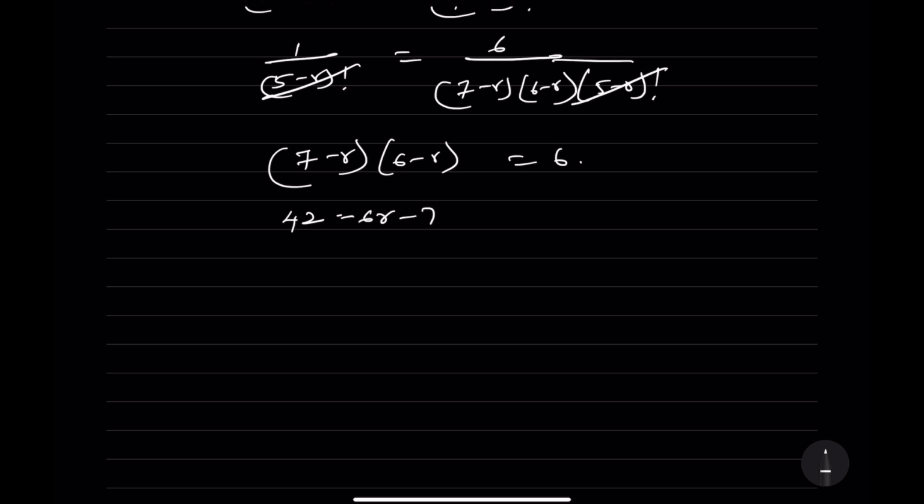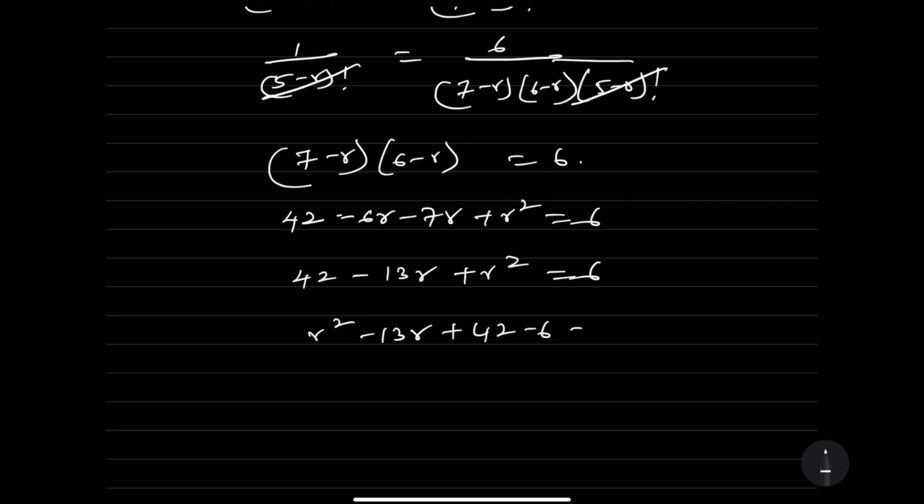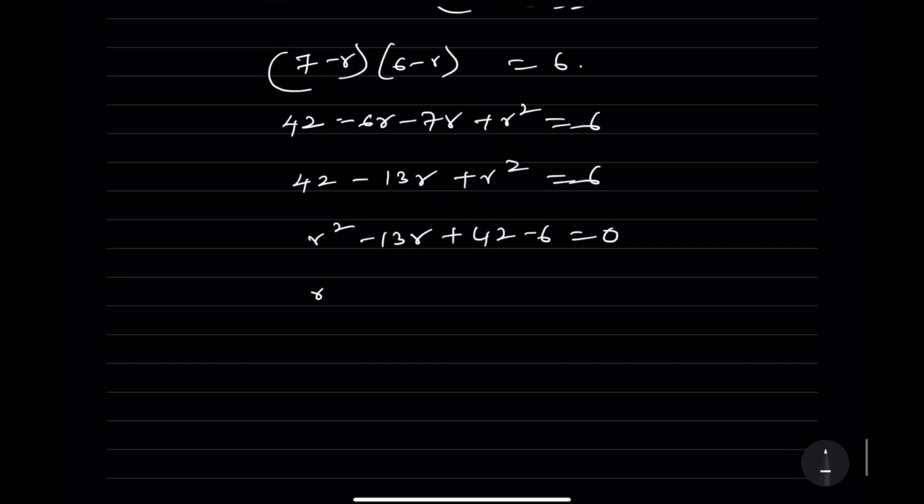minus 6r minus 7r plus r square, which is equal to 6. So 42 minus 13r plus r square is equal to 6. So r square minus 13r plus 42 minus 6 is equal to 0. So r square minus 13r plus 36, which is equal to 0. So now here we have to find out factors in such a way that we'll get here.